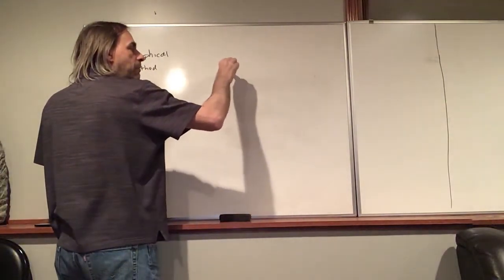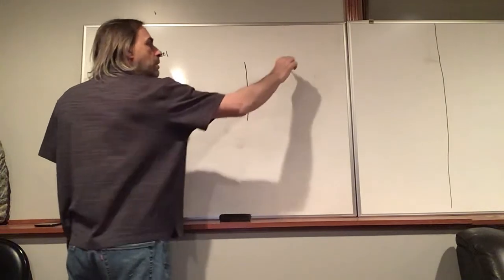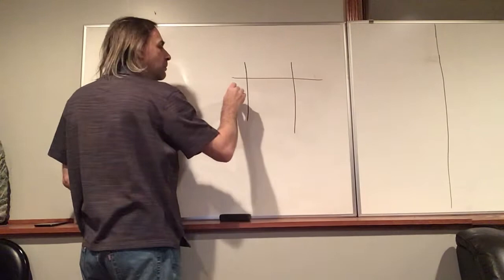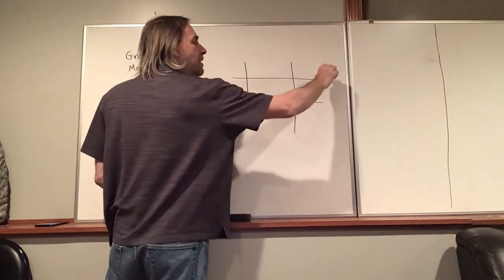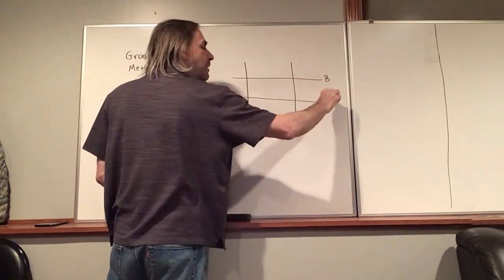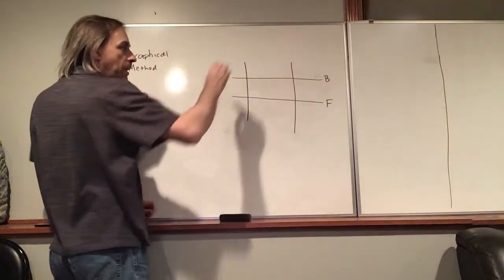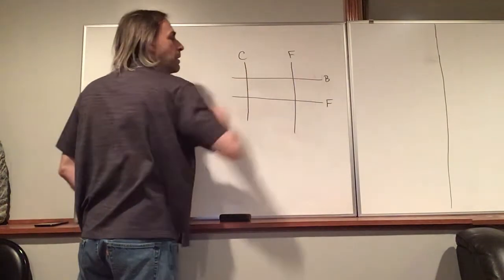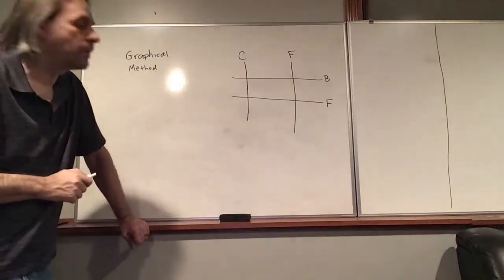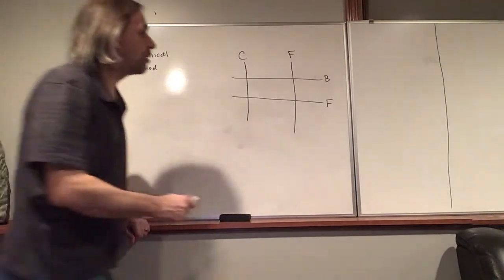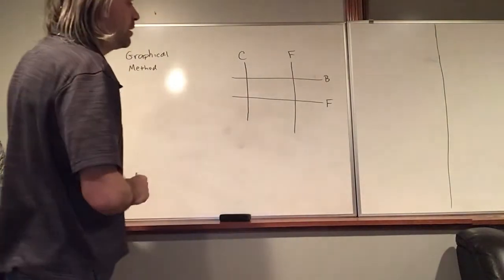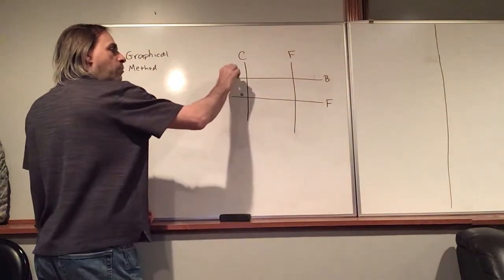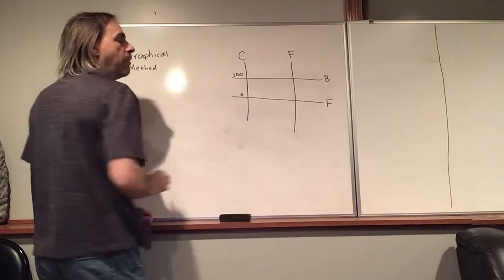Let's say we have, I'll draw it first. Let's say this is boiling and this is freezing. And say this is the Celsius scale and this is the Fahrenheit scale. And so we know the values here. Let's start with Celsius. We know water freezes at 0 and it boils at 100. So we know those values.